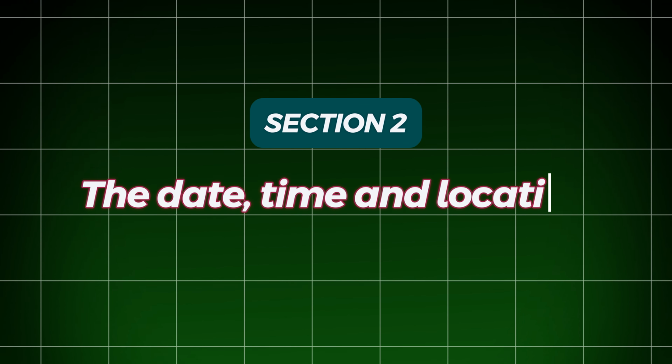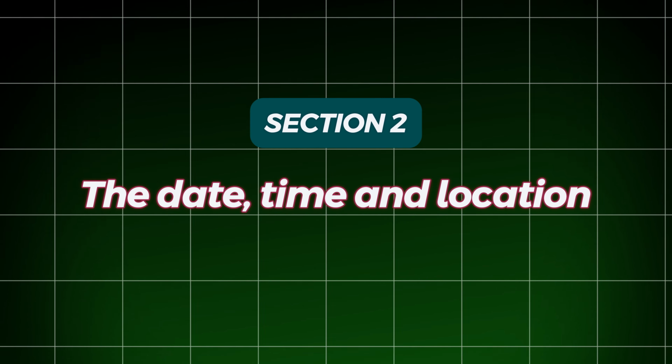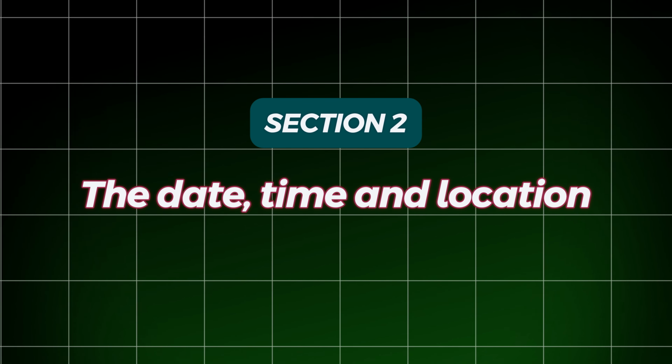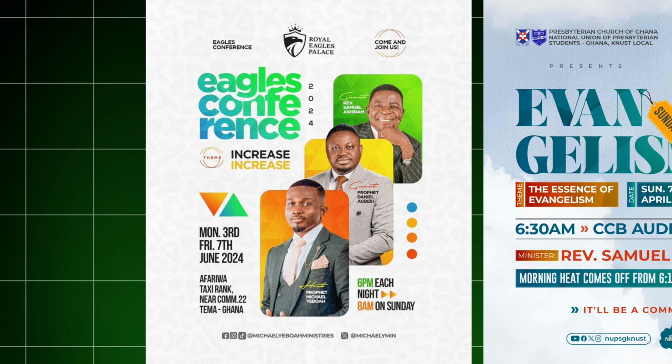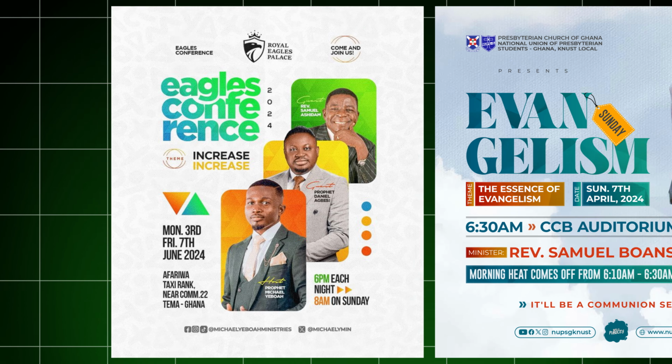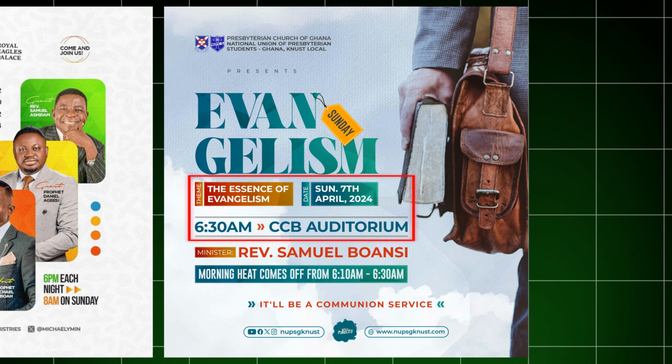The other part you need to consider is the date, time, and location. The fonts I mentioned earlier will also work with the date, time, and location, but before you choose any of them, you need to consider the space available. You may use Bebas when you have more vertical space, and Montserrat when you have more horizontal space. Let me show you what I mean by that. With these flyers, this has more space vertically, but this one has more space horizontally.